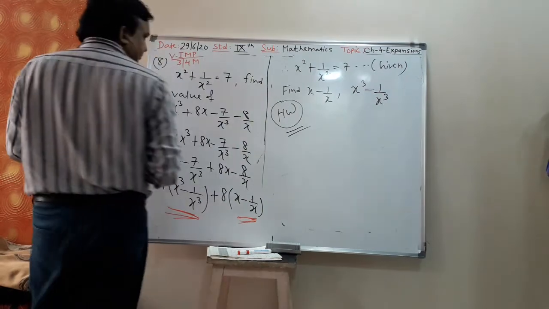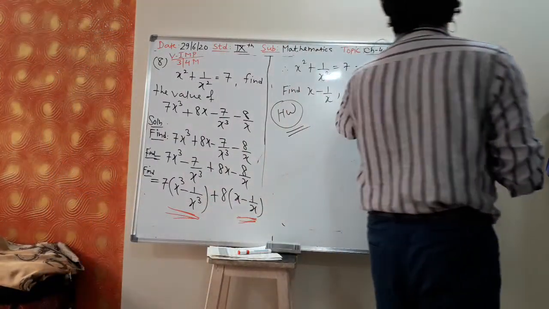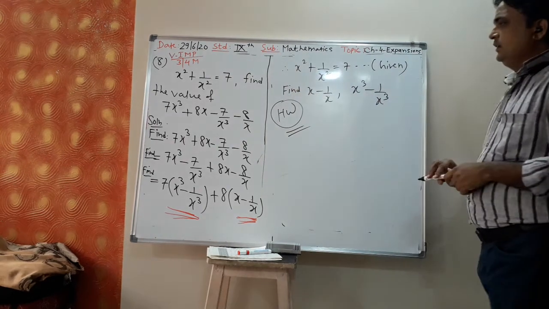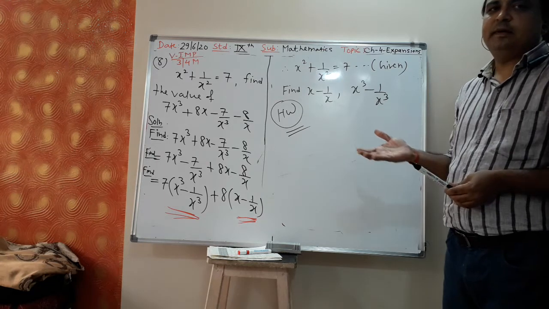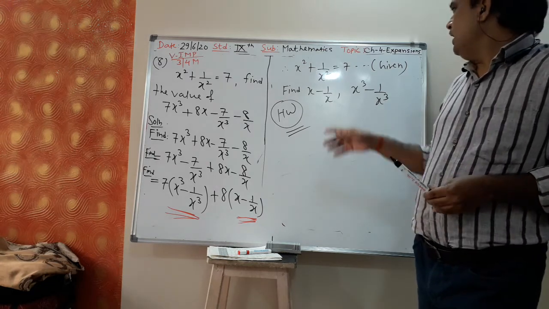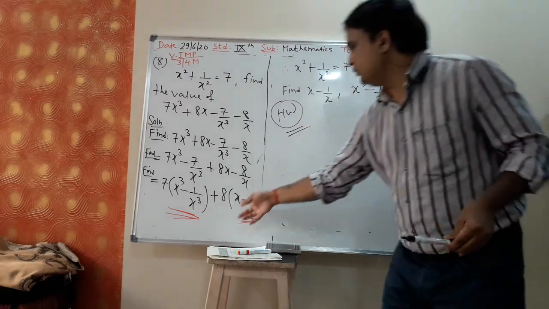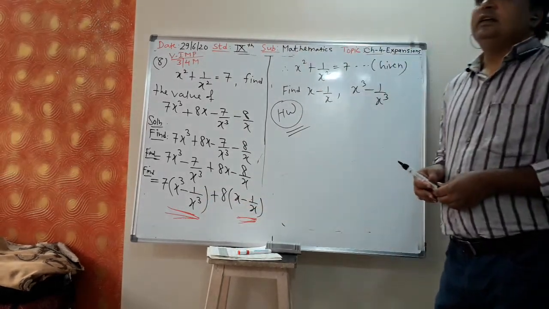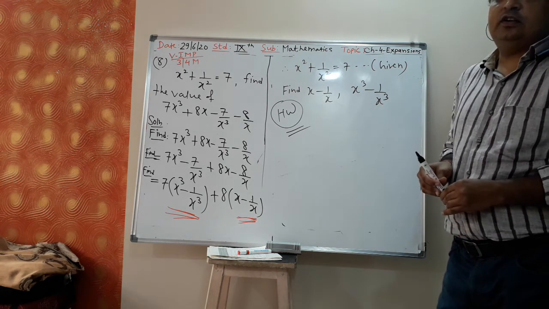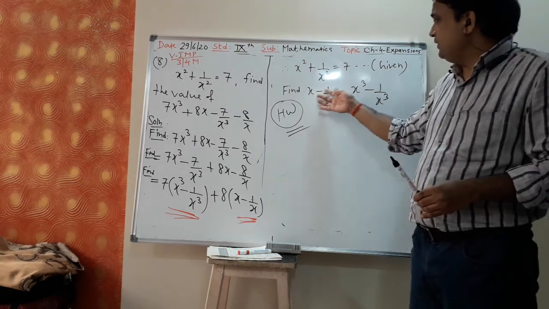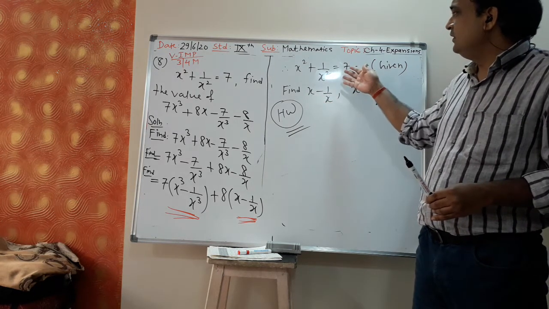I have written 7 as given. Now, for the further part, you know how to find x minus 1 upon x and you know how to find x cube minus 1 upon x cube. Find these two and substitute their values. The further part I am giving as homework. We have seen how to find them.